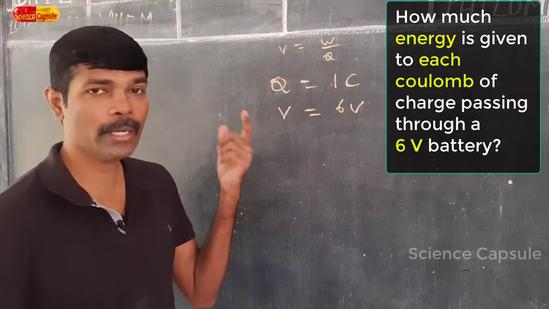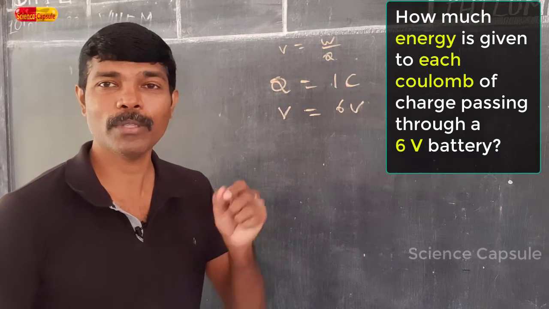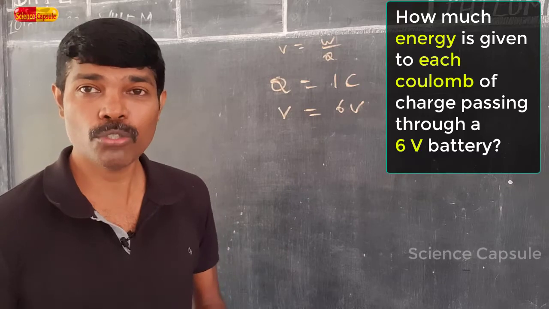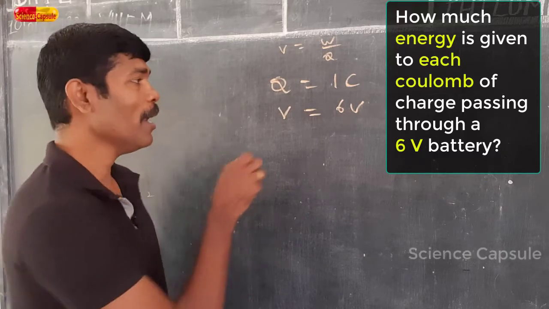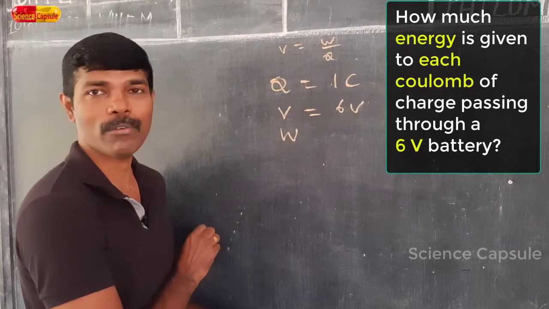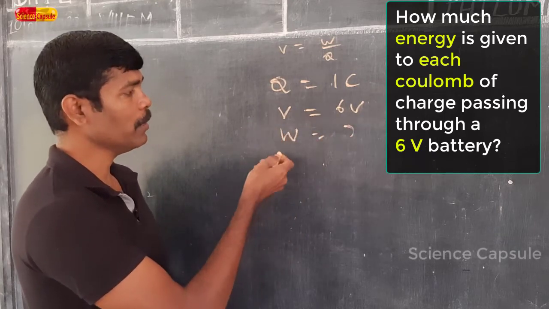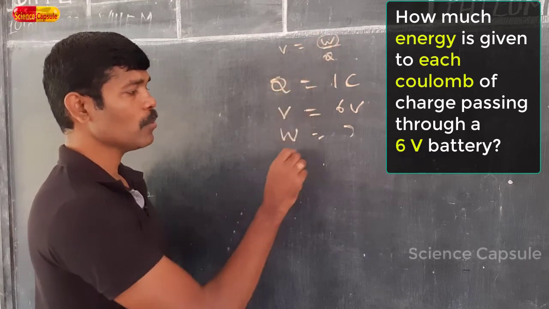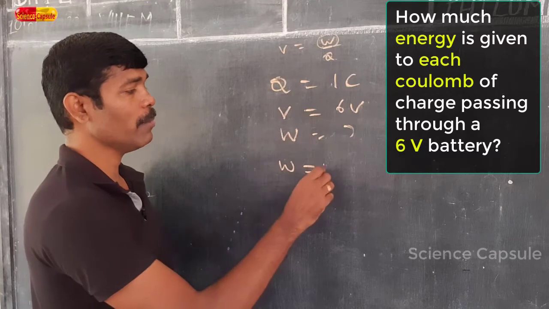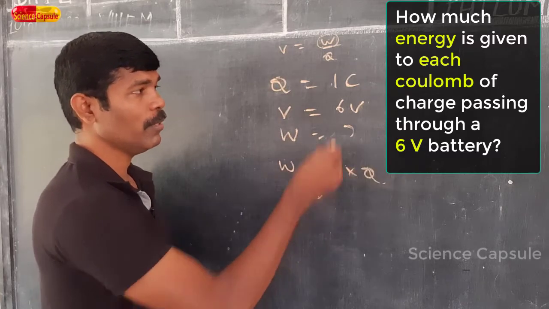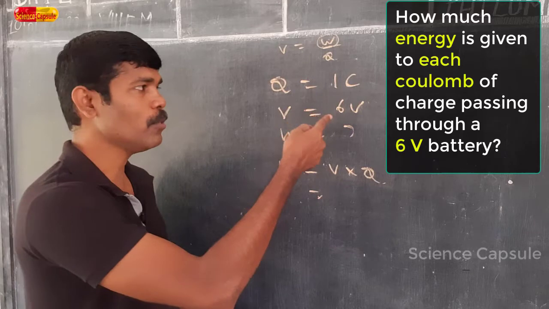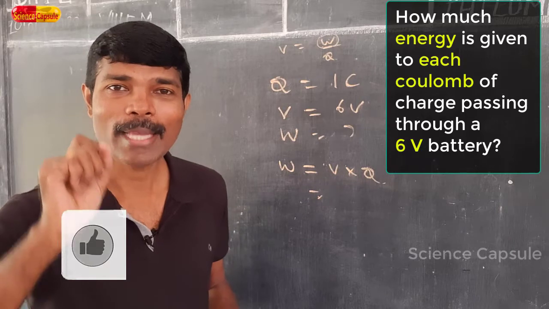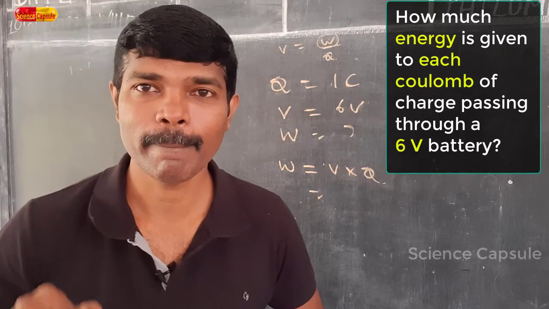Now here in the question, they have not asked to find the work done, they asked to find out the energy. The SI unit of energy is joule, which is the SI unit of work done. So according to the question, we have to find work done. How can we find it? Here V is equal to W by Q. So again we have to find the work done, right? Upon rearranging this equation, W is equal to V into Q. We have the values. Now substitute these quantities in this equation and find out the answer. Then you can post the answer in the comment section.